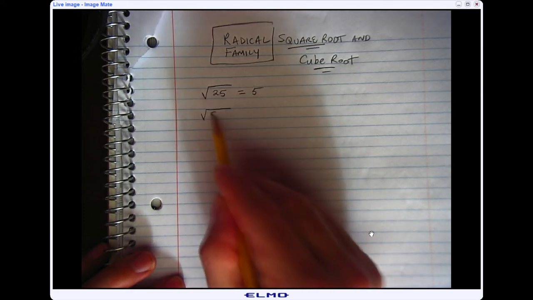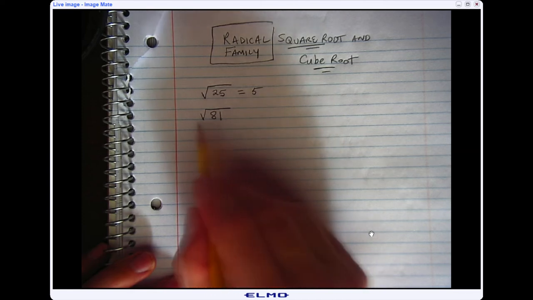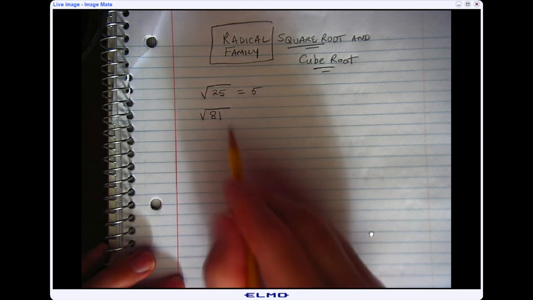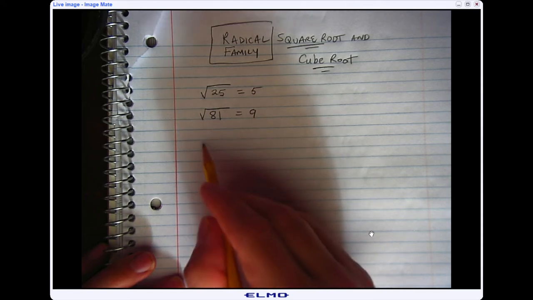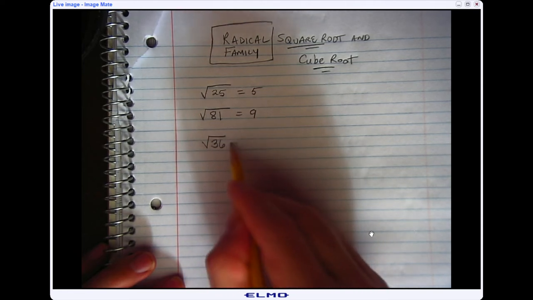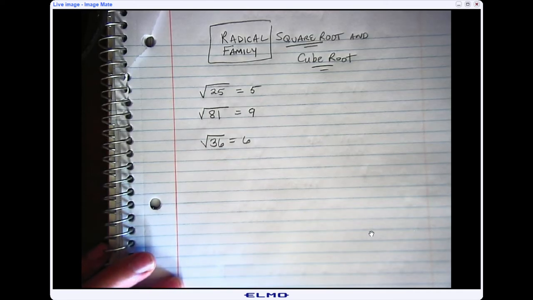Another common example is the square root of 81. So if you think about what number times itself, the same number, equals 81, that would be 9. The square root of 36 would be 6, because 6 times 6 is 36.